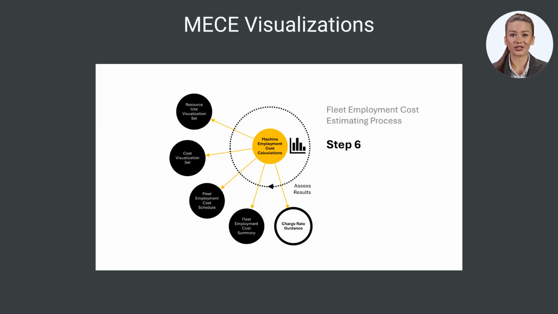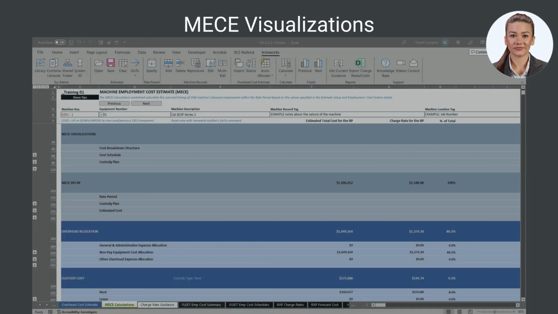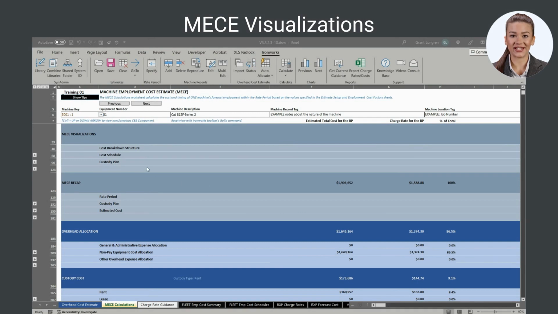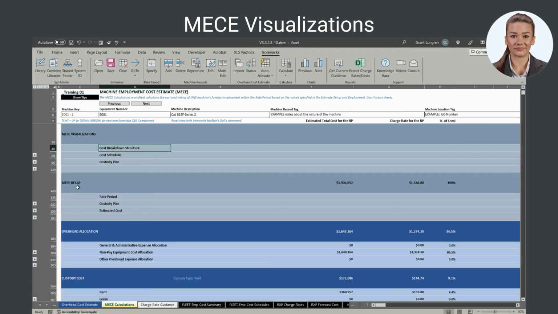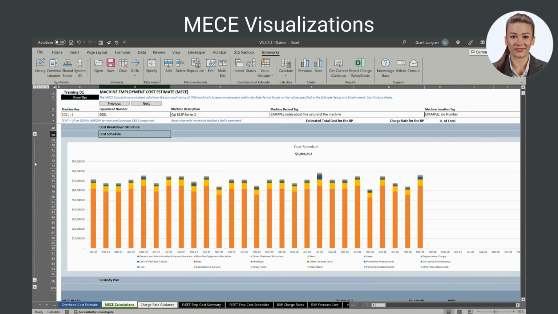The first set of visualizations is embedded within the MEC Calculations sheet. The purpose of those visualizations is to enable quick assessment of the subject machine's employment model in terms of its forecast cost breakdown structure, forecast cost schedule, and forecast custody plan.